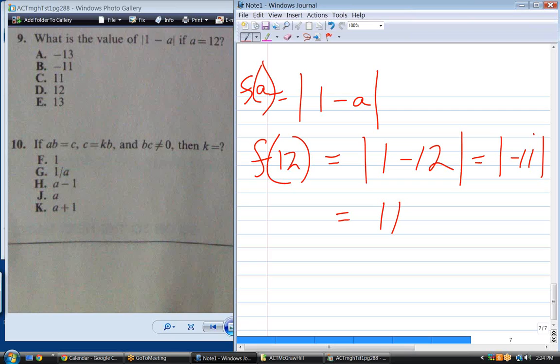Okay, you understand? In other words, the absolute value of 13 is 13. The absolute value of negative 13 is 13. Just whatever the sign is, make it positive. That's basically all you need to know about absolute values.